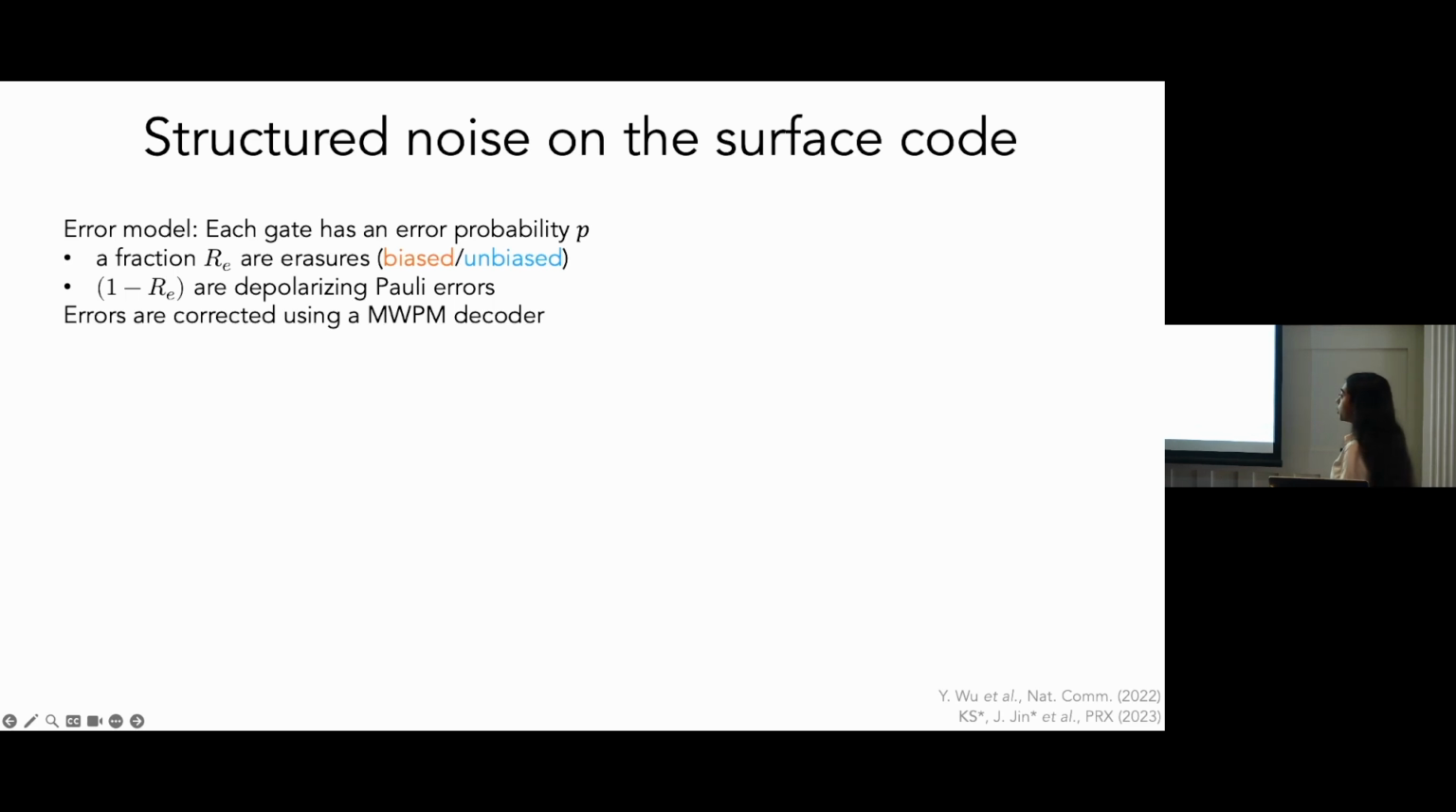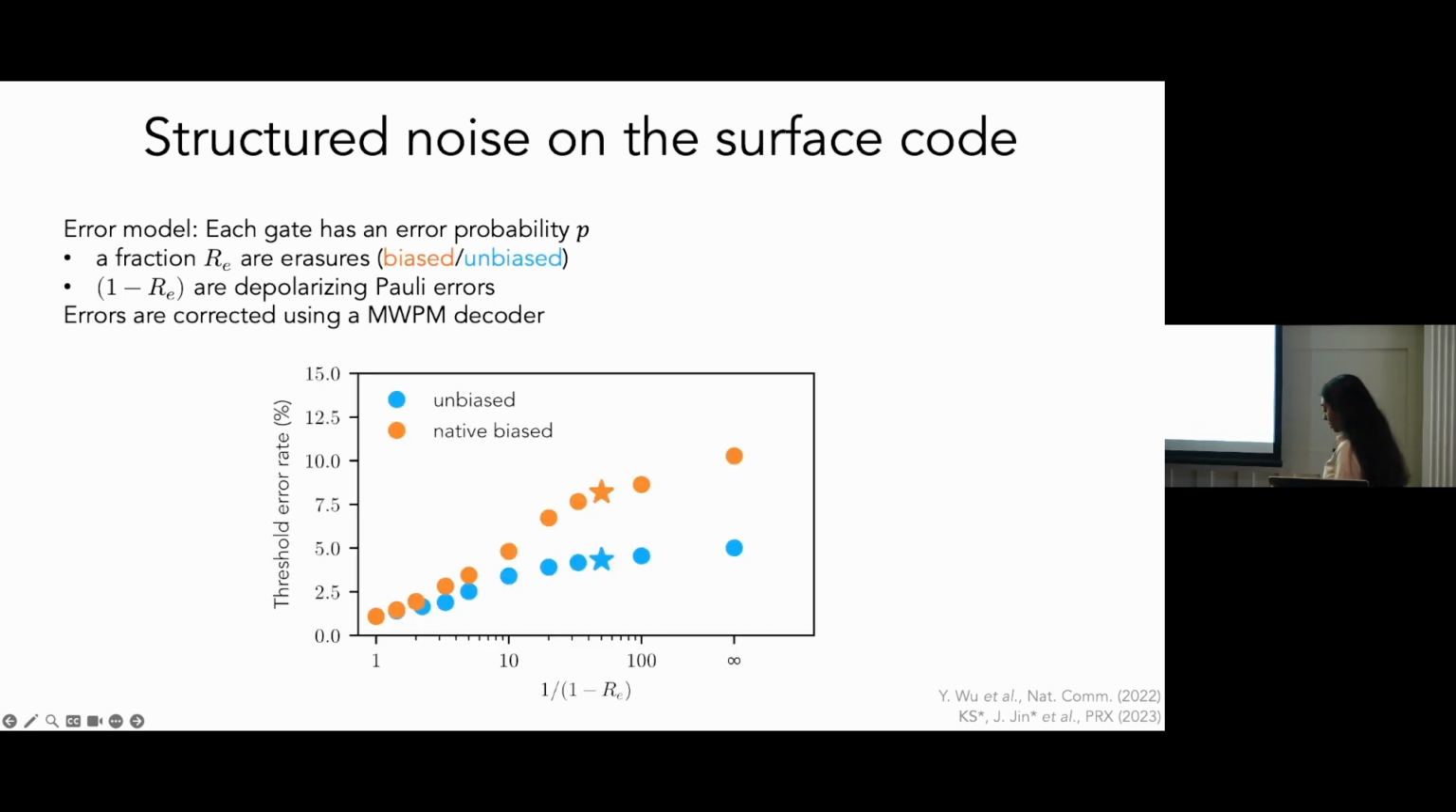And the kind of plot I get looks like this. Let me just explain what I'm drawing here. So on the x-axis, I have erasure fraction. Over here, erasure fraction is 0, all Pauli noise. It goes up to 1 here, so all erasures. On the y-axis, I have threshold error rate.